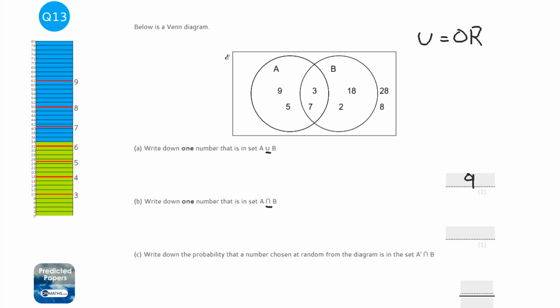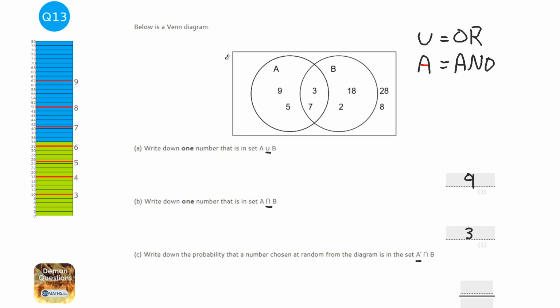This symbol here, I always view it as an AND. I always put a little line there to say A for AND. And it means it needs to be in A and B. It can't just be in A, it can't just be in B, it needs to be in both. And there's 2 numbers that fit that bill, 3 and 7. So I could write 3 or I could write 7.